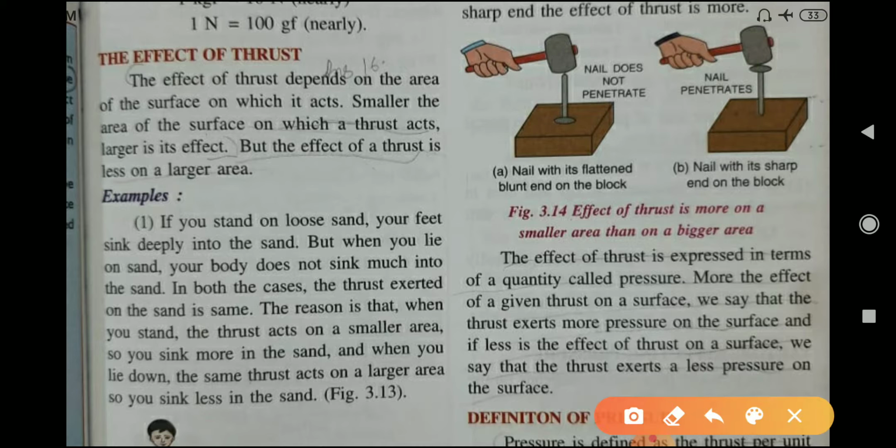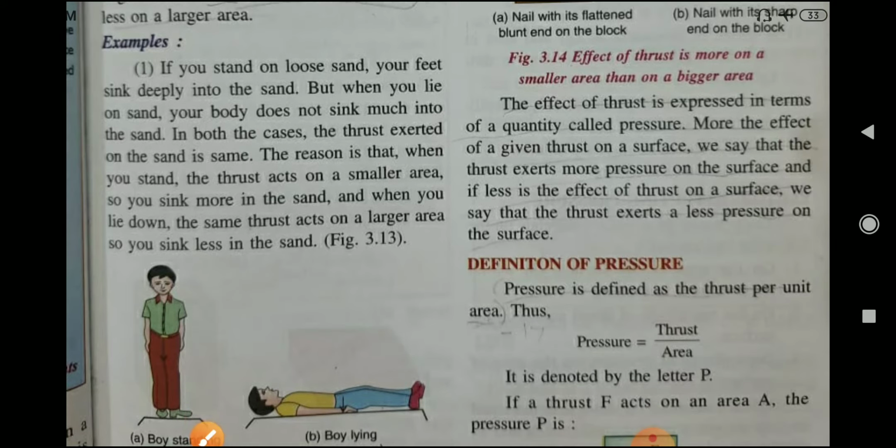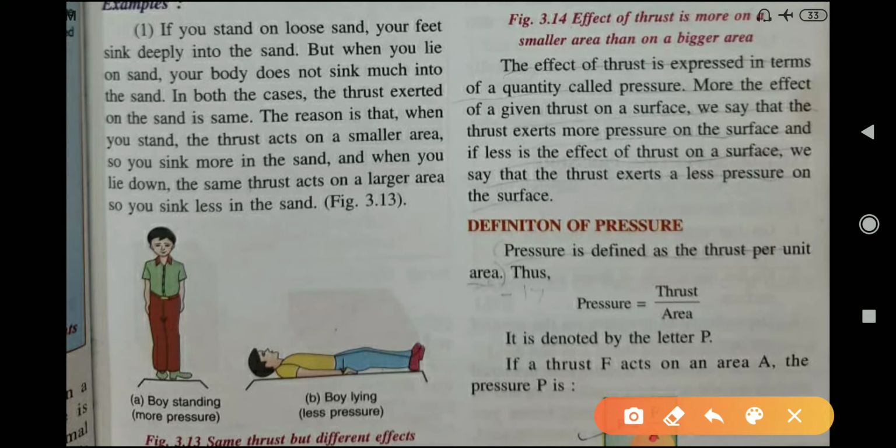Okay. Then, examples you can see here. Example number 1. If you stand on loose sand, your feet sink deeply into the sand. But when you lie on sand, your body does not sink much into the sand. If you lie down on loose sand, your body will not sink much as compared to when you were standing.